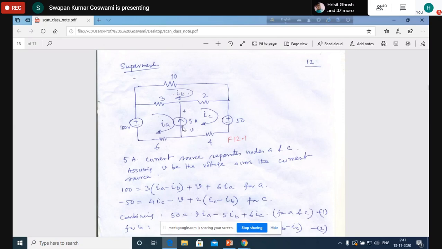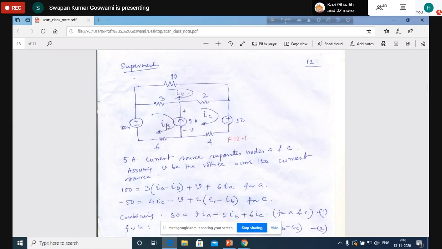Why did we put the positive terminal here? Because the arrowhead of the current source is at the positive terminal and the other end is at the negative terminal. So accordingly say V is the voltage across the current source. If I assume V as the voltage, now I can write the loop equation. It is 100 equal to 3 IA plus minus IB plus V.